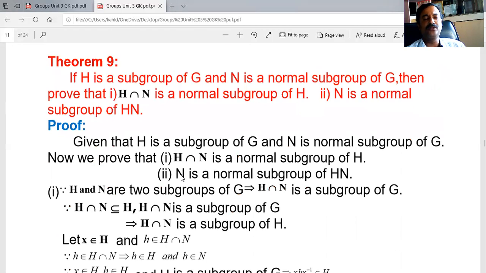Now we are going to theorem number 9. That is, if H is a subgroup of G and N is a normal subgroup of G, then prove that H intersection N is a normal subgroup of H. Then the second one is N is a normal subgroup of HN.